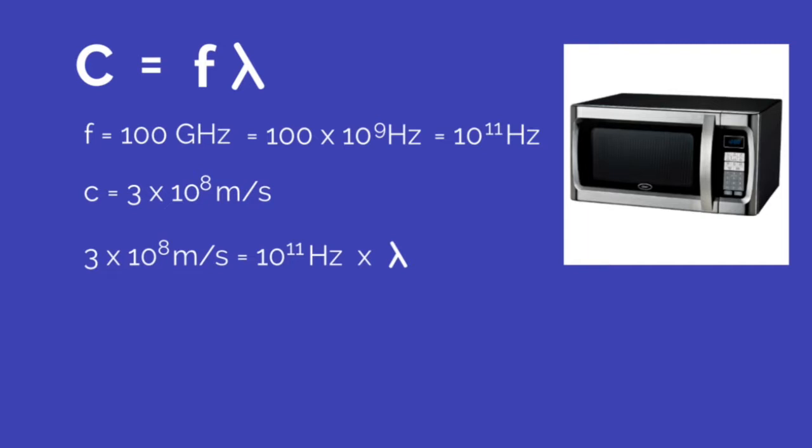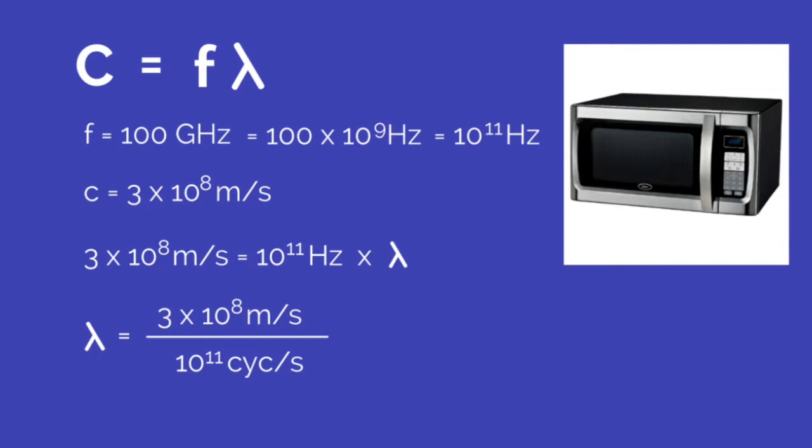We still have c as 3 times 10 to the 8th meters per second. So 3 times 10 to the 8th meters per second equals 10 to the 11th hertz times lambda. So lambda equals 3 times 10 to the 8th meters per second over 10 to the 11th cycles per second. And that gives 3 times 10 to the negative 3rd meters per cycle. That's 3,000ths of a meter, or 3 millimeters, much smaller than an AM radio wave.